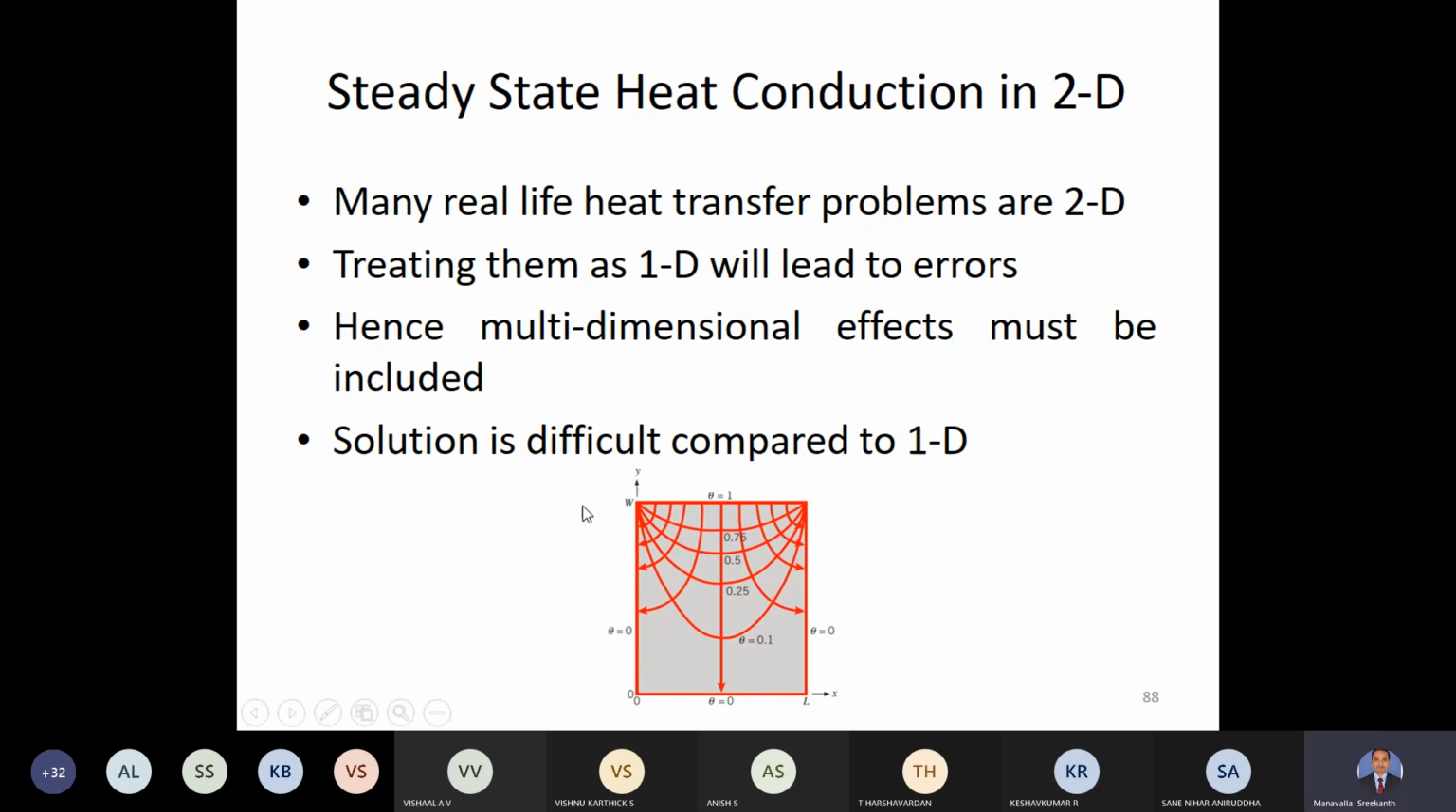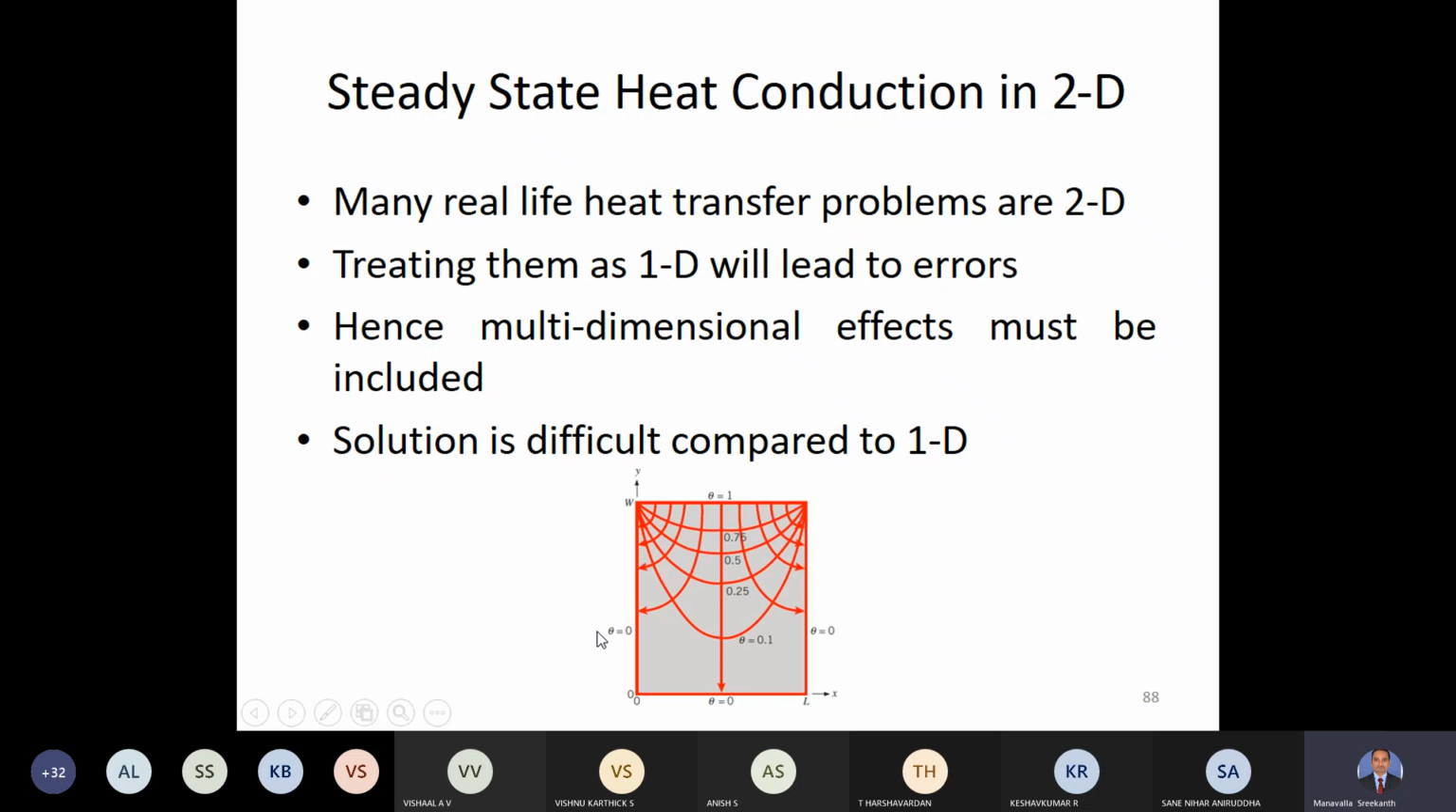Now you can see here in this particular figure, what is shown is a rectangular plate. The origin is fixed on the left bottom corner, and X is towards the right, and Y is upwards. So this is a rectangular plate, and you can see that this rectangular plate is subjected to different temperatures on its boundaries. Now you see this theta.